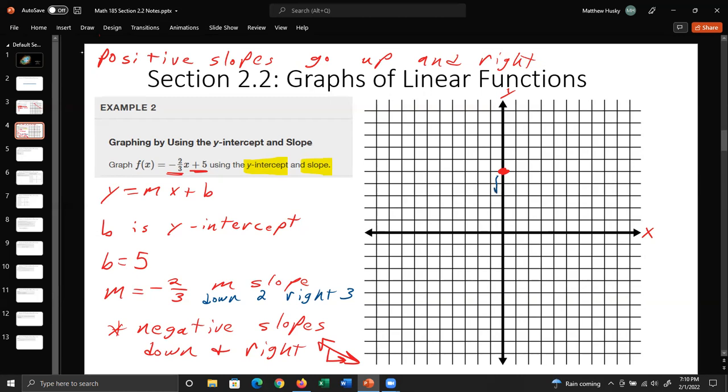So I'm going to go down 2. That's what the negative 2 tells me to do. And then I'm going to go right 1, 2, 3. That's what the 3 tells me to do. And when I do that, that will give me this point right here. And then you draw the line like so. And there you have it. There's a very lovely graph of an equation of a line.